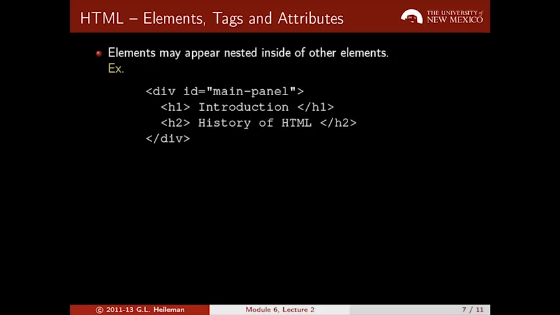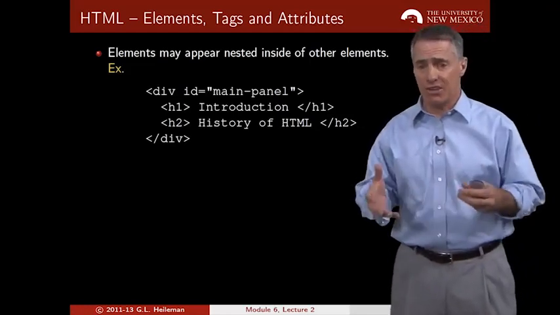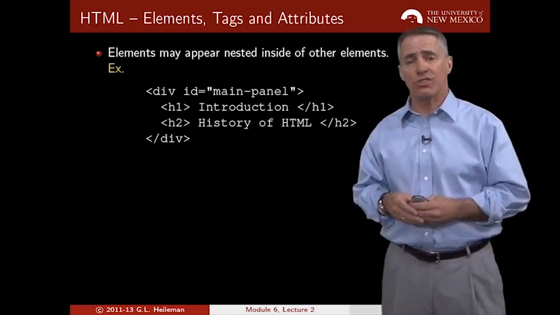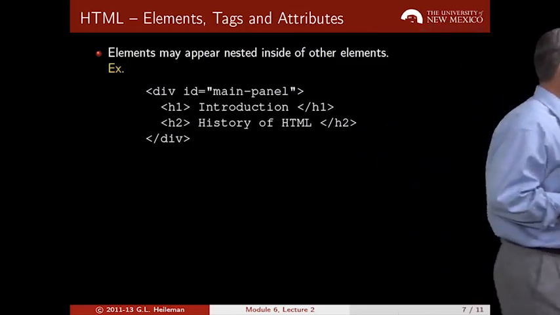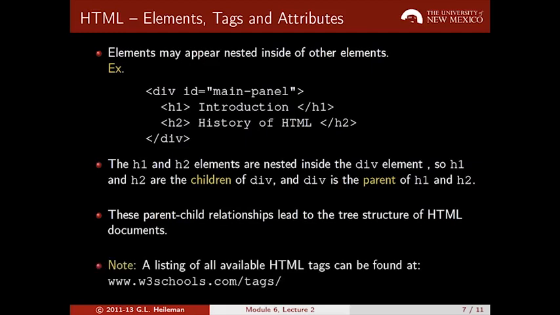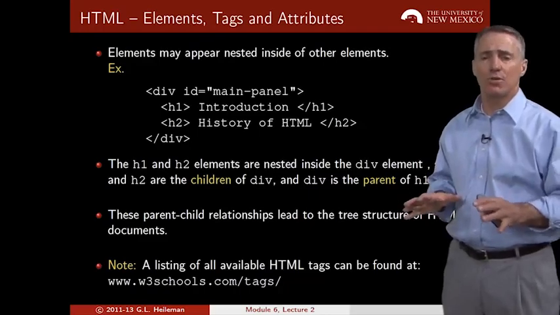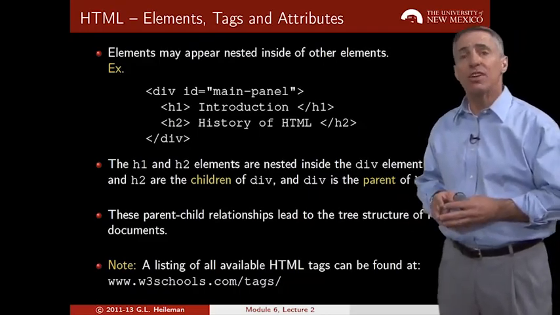You can also, and we've already seen this, nest elements inside of other elements. This is what creates the tree structure, by the way. So here's this div again, and it's got two children, an H1, or level 1 heading, and a level 2 heading. We would say that the div is the parent and has two children. The parent-child relationship is what leads to that tree structure. Very, very important to understand that. A listing of all of the available HTML tags can be found at w3schools.com. Go to w3schools.com tags and take a look at them. It's the best resource available for looking at the elements that are available in HTML.